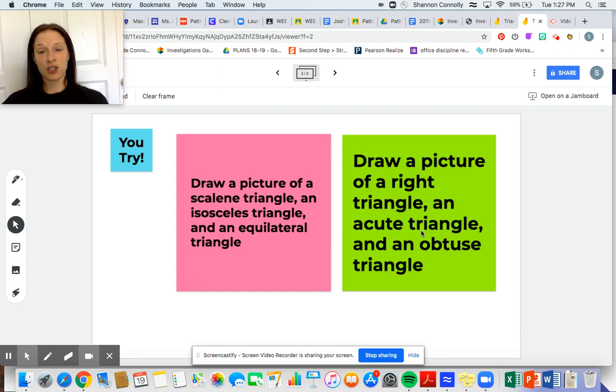The other way to classify triangles is by their angles. So I want you to try drawing a picture of a right triangle where one angle is equal to 90 degrees. One 90-degree angle. Okay? Then I want you to draw an acute triangle where all three angles are less than 90 degrees. Okay, so three acute angles makes an acute triangle. And then lastly, the last part of the directions is I want you to practice drawing an obtuse triangle where there's only one angle that's greater than 90 degrees, and we call that an obtuse angle. So try drawing an obtuse triangle.